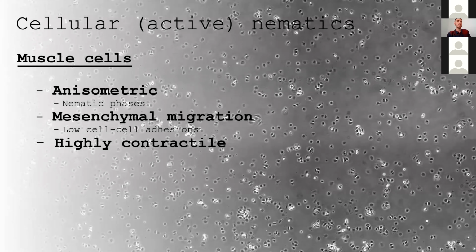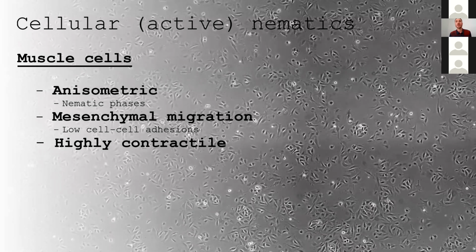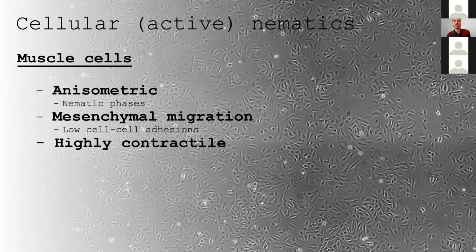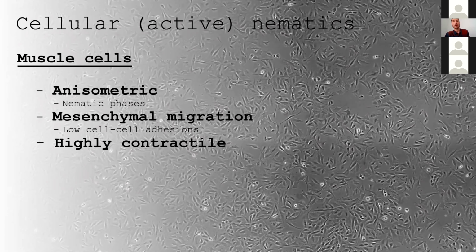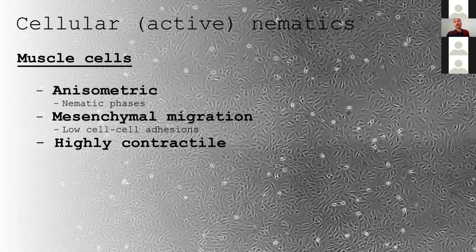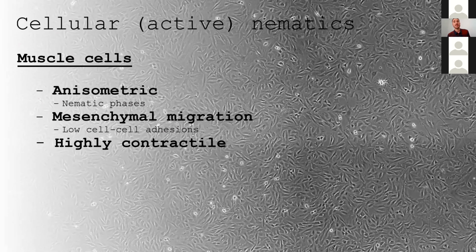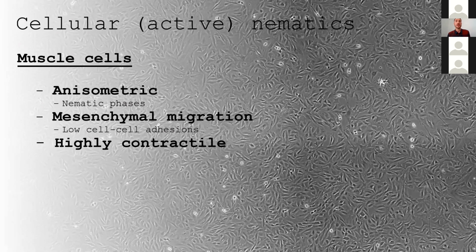So the easiest experiment you can do with these cells is you take a glass and you plate the cells, and you will see that as the density increases, these cells get a more and more anisotropic shape. And at some point when the density is high enough, they will feature really elongated shapes and will give rise to these nematic patterns that we are talking about.